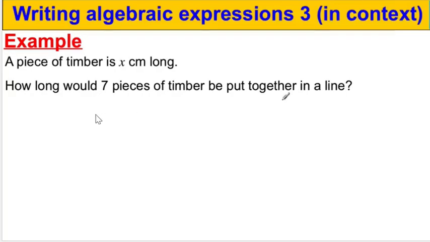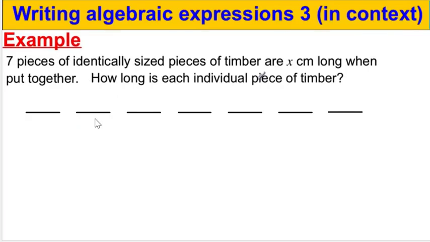A piece of timber is X centimeter long. How long would 7 pieces of timber be put together in a line? Pause the video and try if you feel you can. So you have to take X first, then multiply it by 7 because there are 7 pieces of timber. So the correct way to write is 7x. You cannot write x7. That's not the correct way to write. So the answer here is 7x centimeter. Don't forget to write the unit.